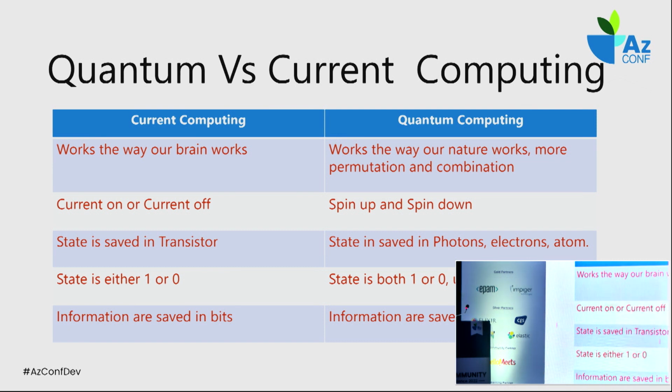The current computing actually works the way our brain works. Correct? But quantum computing works the way Mother Earth nature works. How does Mother Earth nature work? Can anybody tell me how it works? How does evolution happen? Anybody? Survival of the fittest. It's basically a permutation and combination, correct?